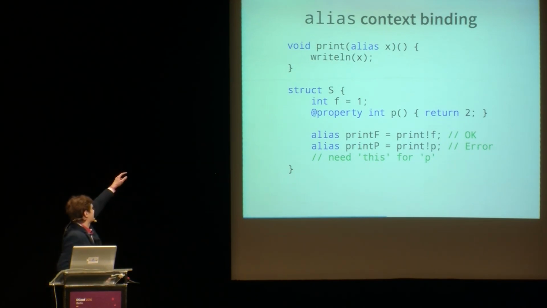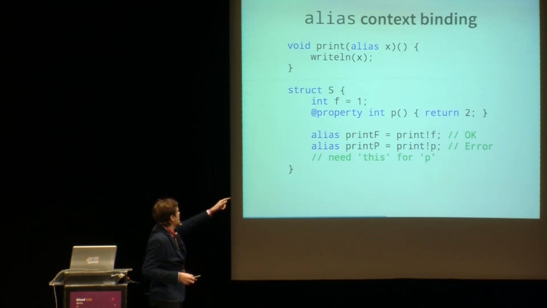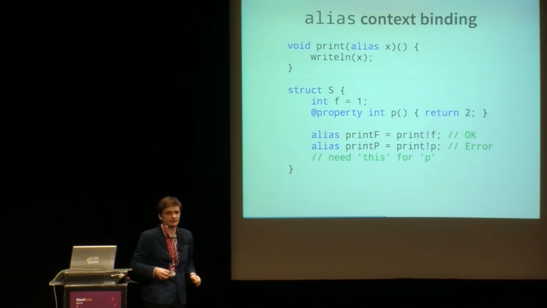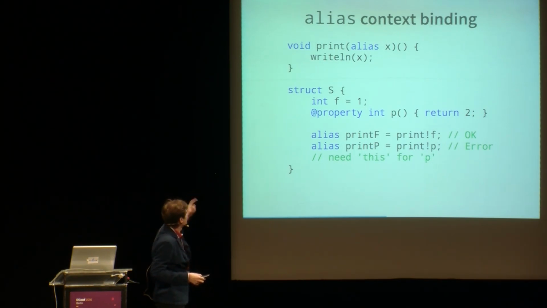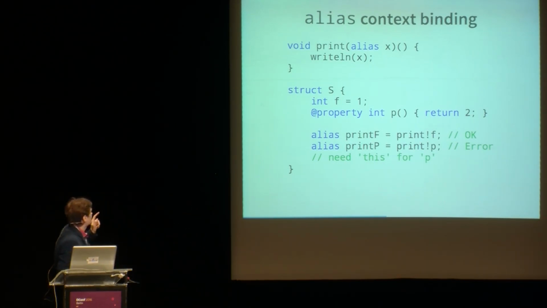So if you have a global template print which takes an alias and we just print whatever is given, and we have a struct, and we say we want to instantiate the print template with a field, and that works. And if you call s.printf, it will print whatever is in the f field. If you do it with a function, it doesn't work. What's interesting is the way this works underneath.